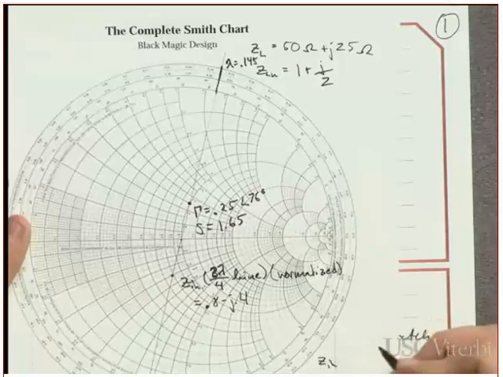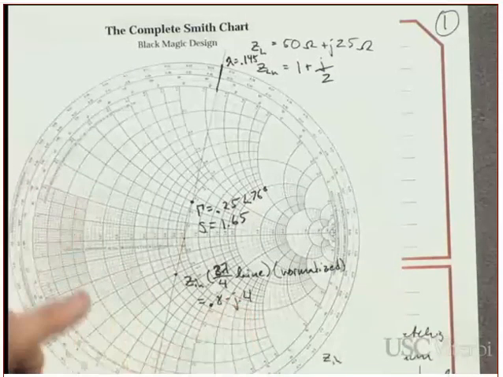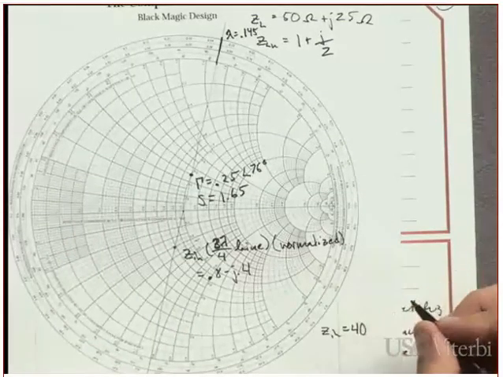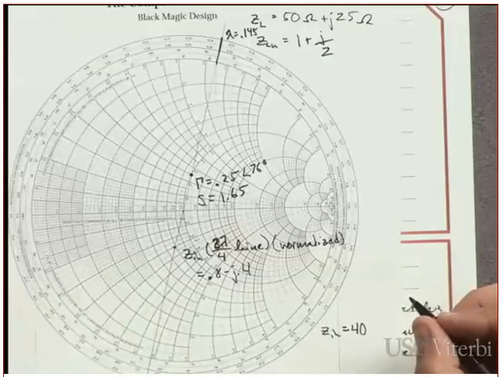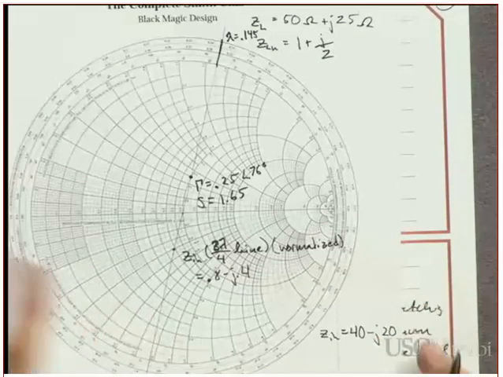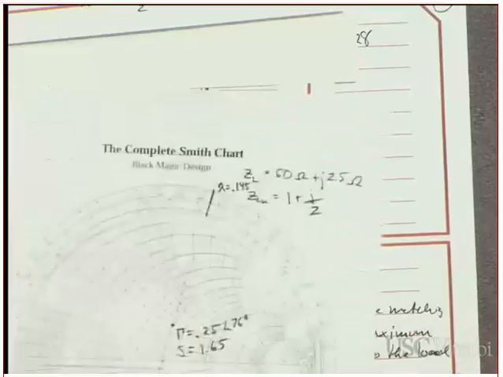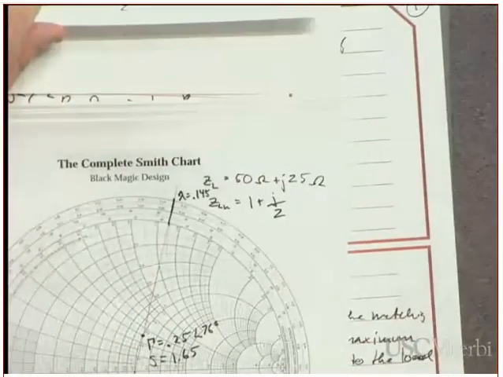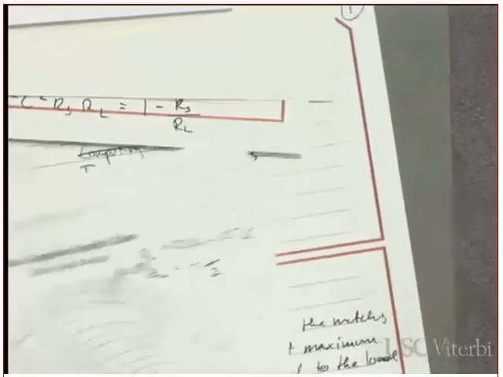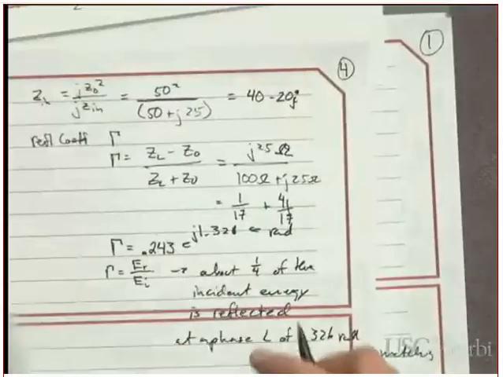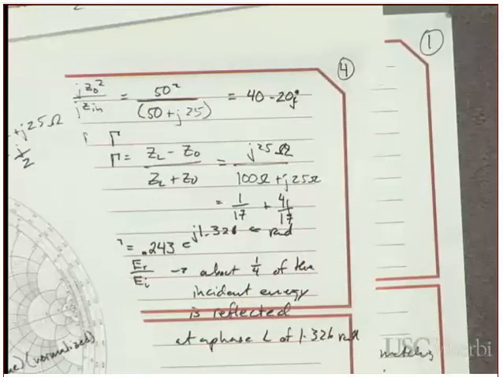So Zn denormalized is basically this value times 50. Well, 0.8 times 50 is 40. And 0.4 times 50 is 20. And where is that? Didn't I write that down? Did I never write that down? Okay. Well, I did? Where did I write it? I can't find it on my piece of paper now. Oh, it's underneath there. Of course. Here it is. So my answer is 40 minus J20.